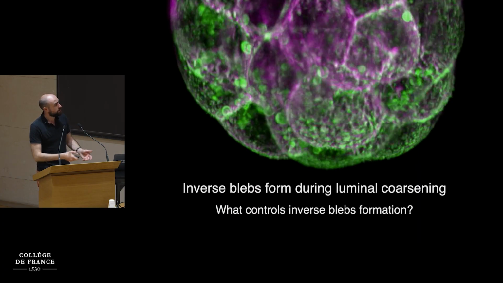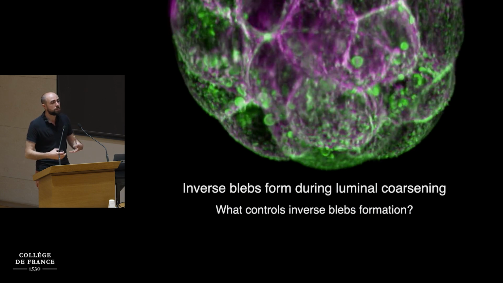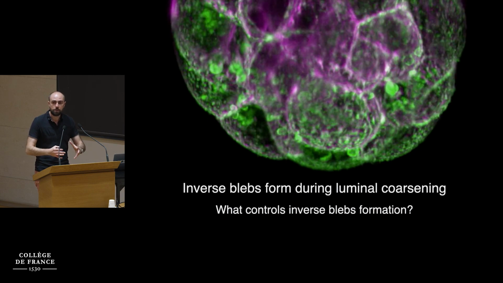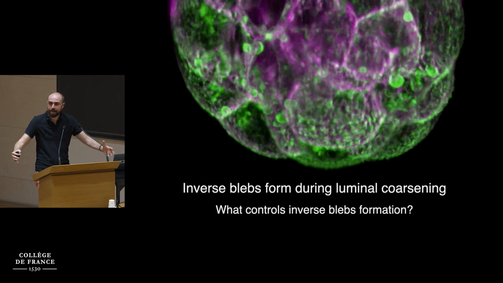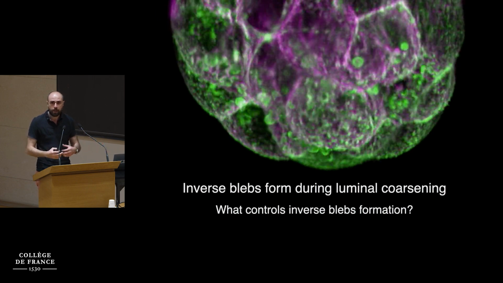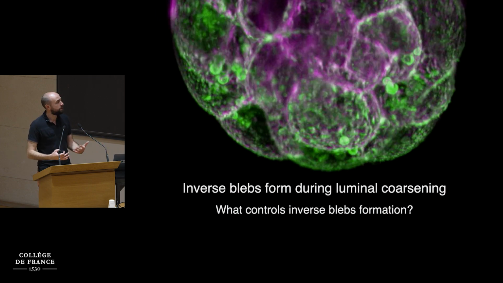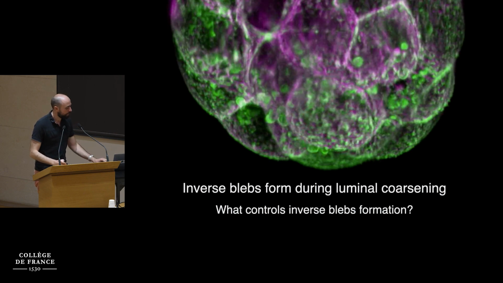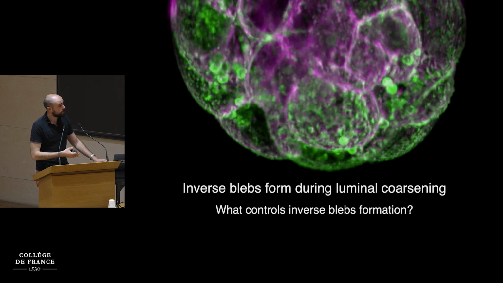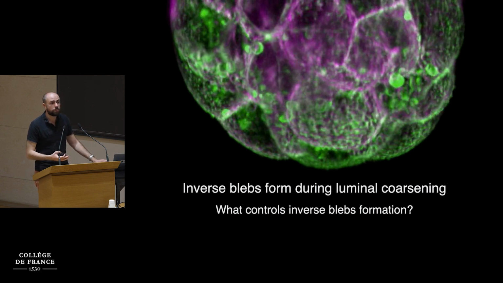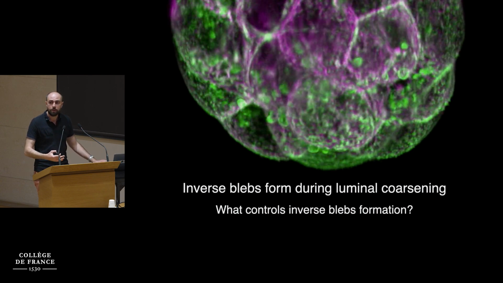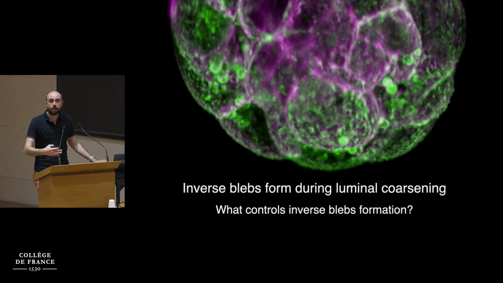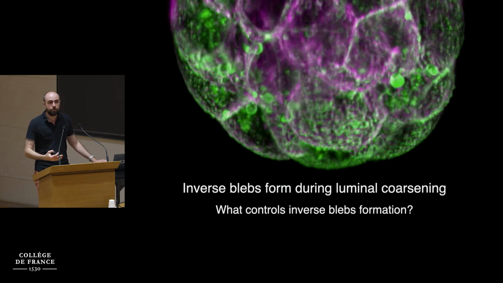So those inverse blebs form during the coarsening of the lumen. We have this long coarsening phase where all the fluid is gathered into one single place, and this is associated with an intense blebbing activity. Blebs which are inverse, which grow inward. The next question we wanted to ask is what controls those blebs? What controls the formation of an outward bleb is a difference in pressure between the medium and the cytoplasm. This is also true for inverse blebs.